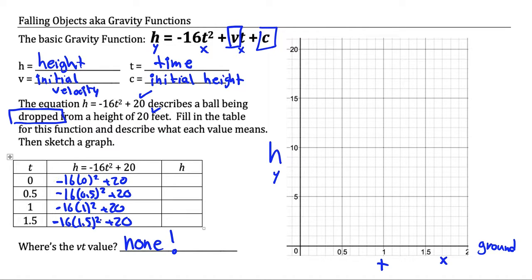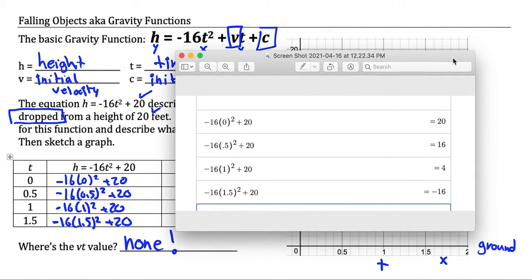So I've got 4 equations. If I go to a calculator, I can calculate them pretty fast. I already have them pre-filled out on a Desmos calculator. Take a look at these bad boys. So there's negative 16 times 0 squared, negative 16 times 0.5 squared, and then the plus 20, forgot about that. Negative 16 times 1 squared plus 20, negative 16 times 1.5 squared plus 20. So the 4 values are 20, 16, 4, and negative 16.